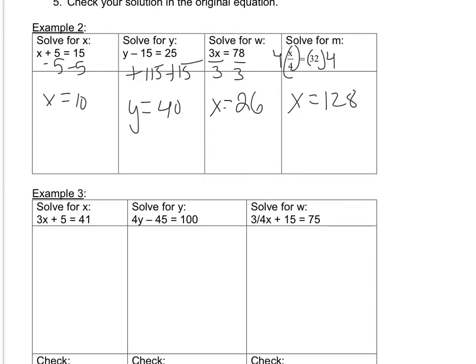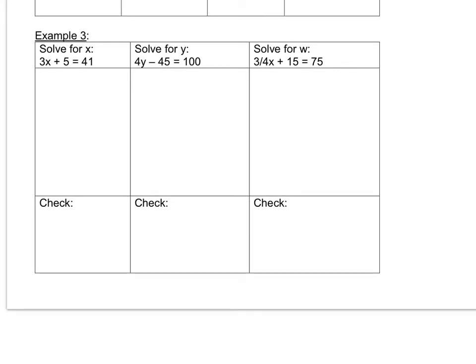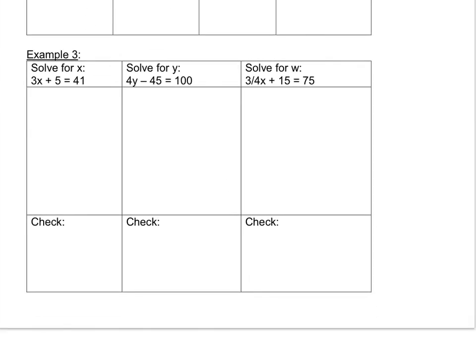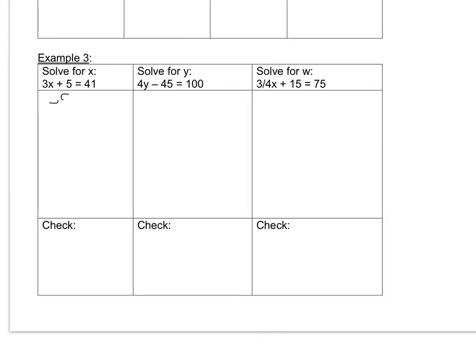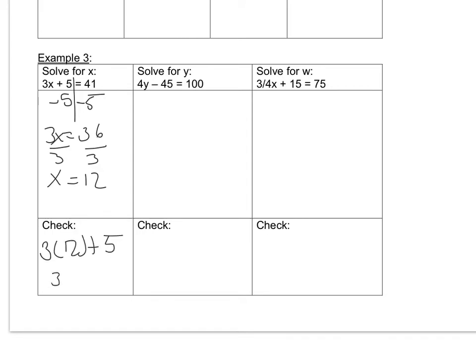Okay, now here again, still review. It's just more than one step. Subtract 5. 3x equals 36. Divide by 3. x equals 12. How do we check it? Plug it back in. 3 times 12 plus 5. 36 plus 5, 41. Does 41 equal 41? Yes, so it's checked. That's the only check I'm going to do, because we know what checking means, so it's up to you guys to do it.